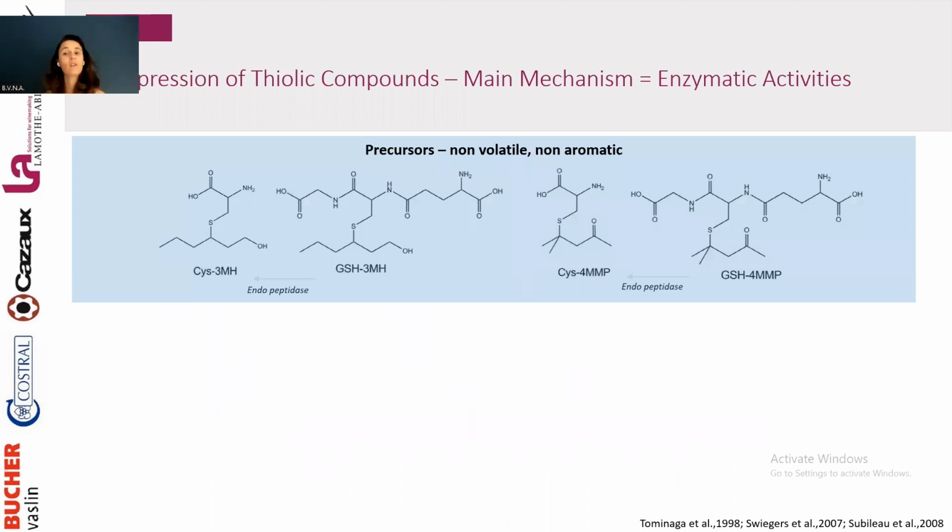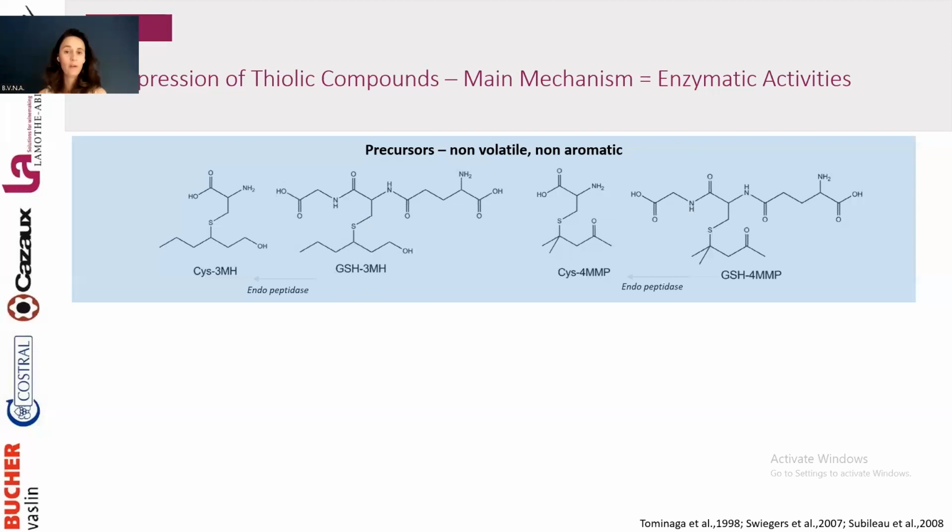So now, I told you we are talking about precursors. Basically, these thiolic compounds in the grapes are in precursor form. Precursor means non-volatile, non-aromatic. They are attached to a sugar. Okay, so we have mostly two types of precursors, the cysteine derivative and the glutathione derivative. They are both attached to a sugar, which is here, and then you see the cysteine here and the glutathione here. This is for the 3-MH and the 4-MMP, same concept.